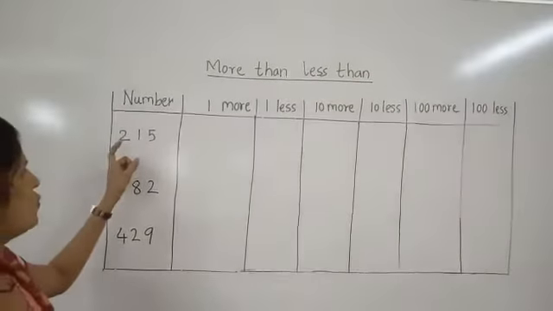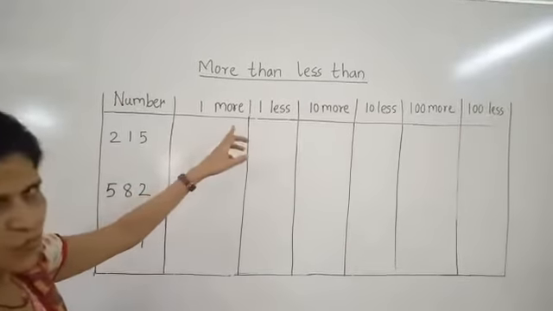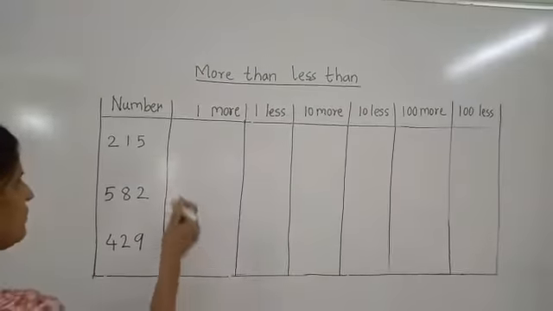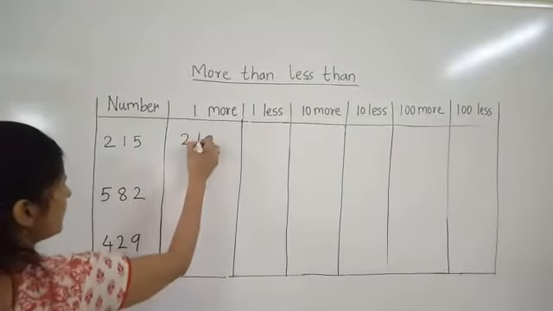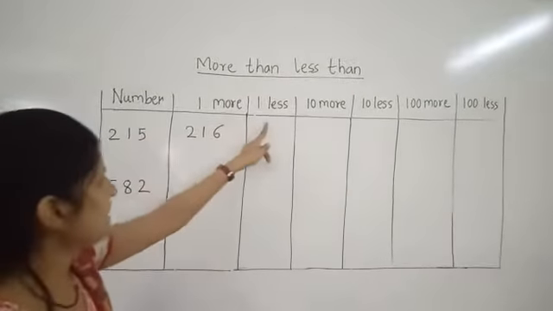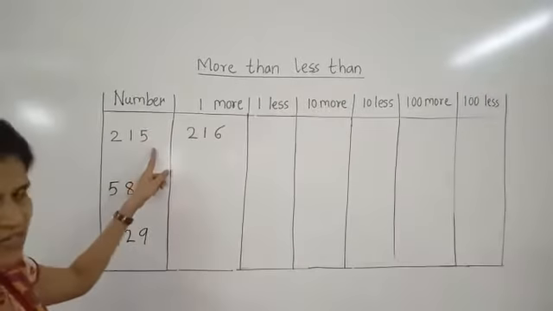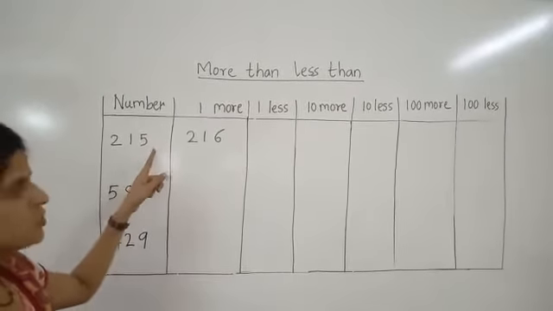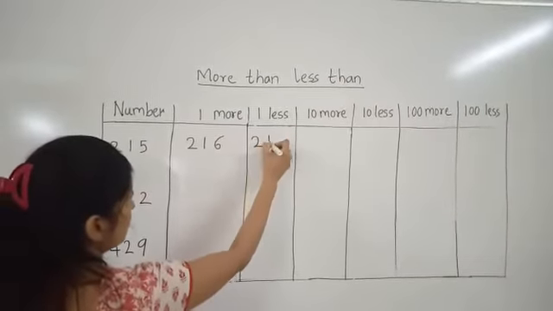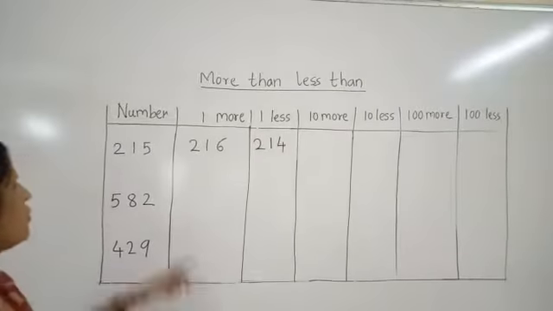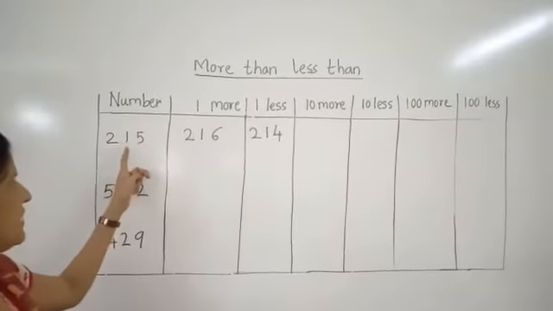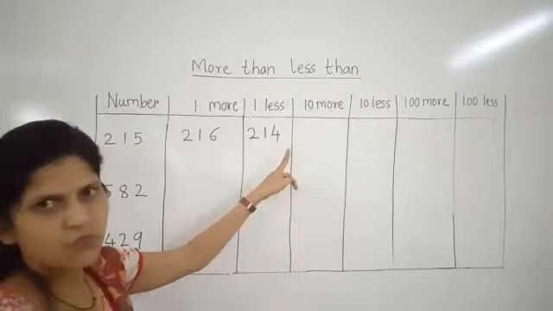So let us do 1 more and less first for these 3 numbers. 215, 1 more: what you have to do? You have to add 1 in the ones place. So what will be the answer? 216. We have added 1 in the ones place. Then 1 less: you have to minus 1 from the ones place. If we minus 1 from this 5, what number do we get? 214. So 215's 1 more will be 216, and 215's 1 less will be 214.